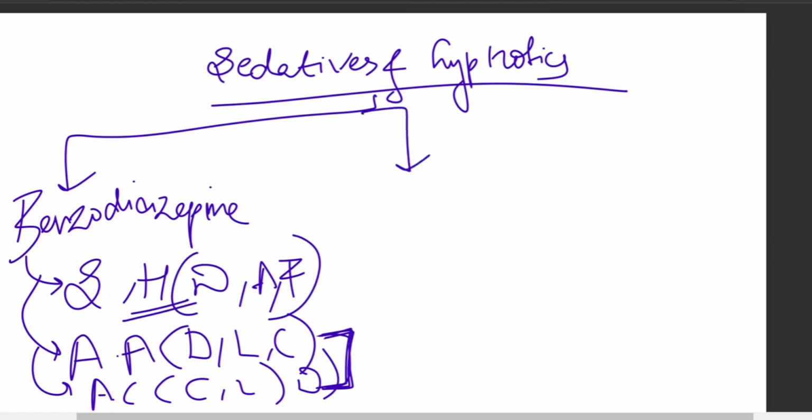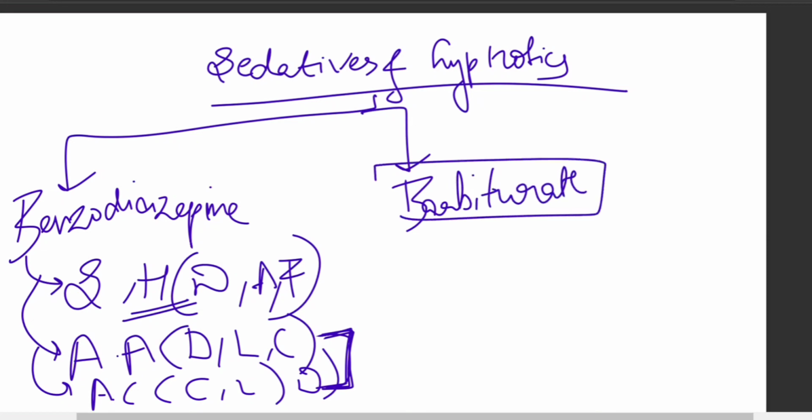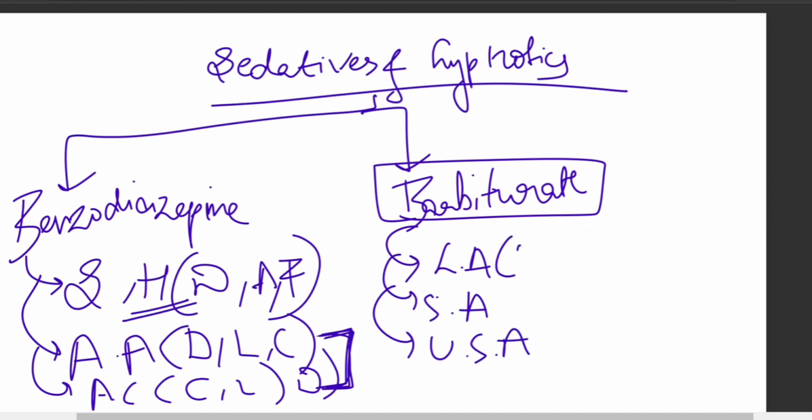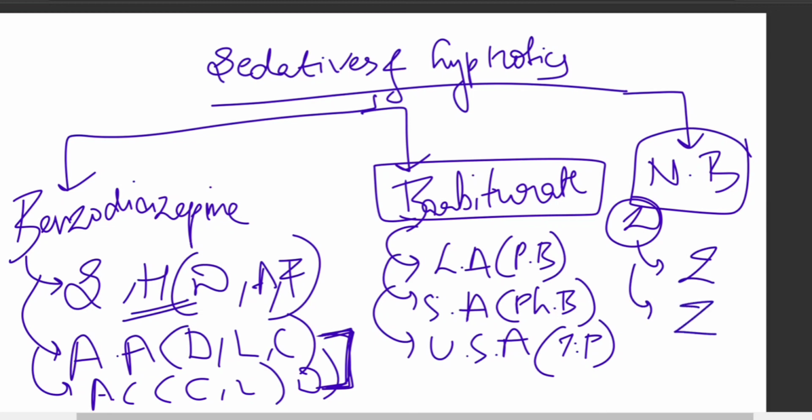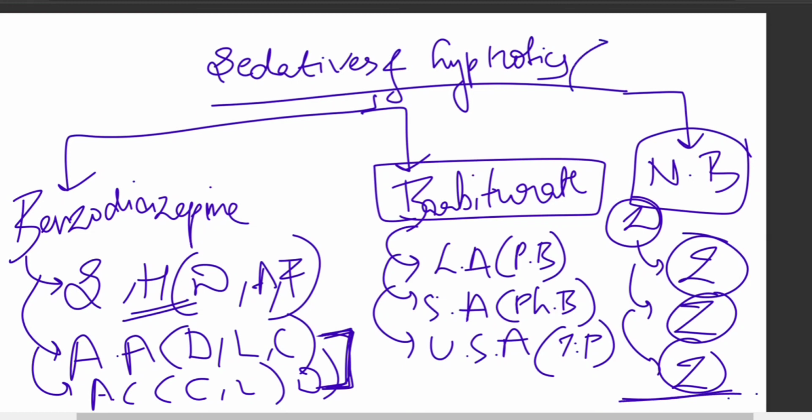Second one, we studied about the barbiturates. We read about the long acting ones, the short acting ones, and also the ultra short acting ones. Long acting ones mainly include phenobarbital, the short acting ones include pentobarbital, and ultra short acting ones include thiopentone. The third classification is non-benzodiazepines, where we mainly studied the Z drugs, that is zolpidem, zopiclone, and zaleplon. Remember these three names. There are also other drugs like melatonin that can be included.